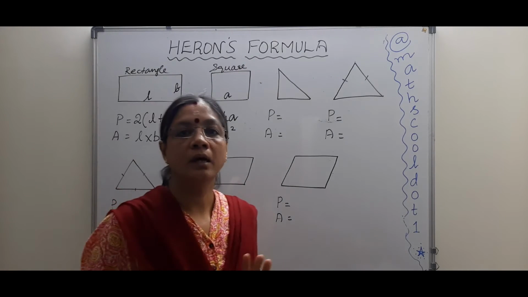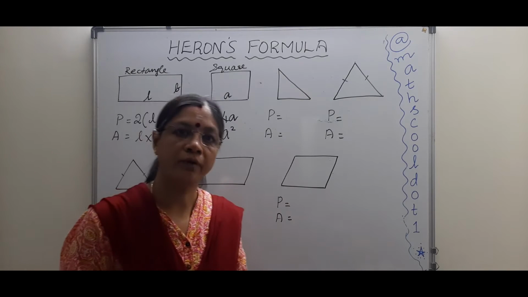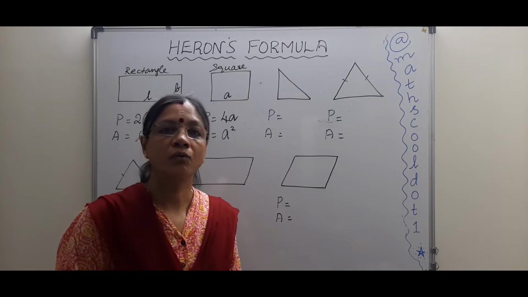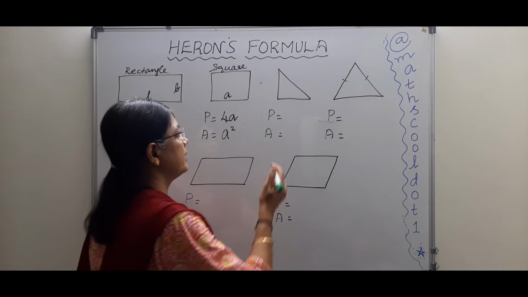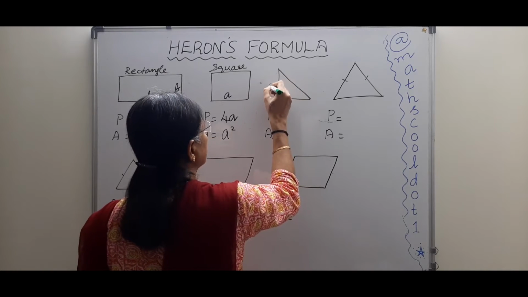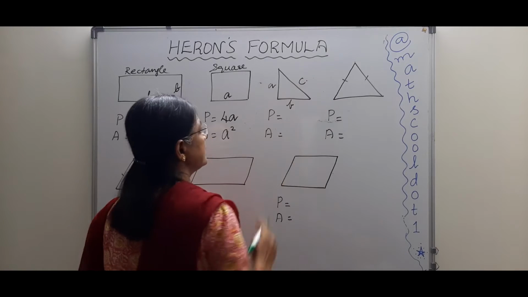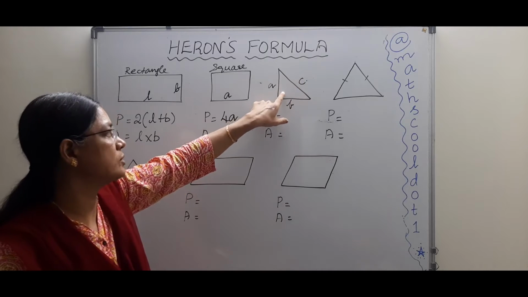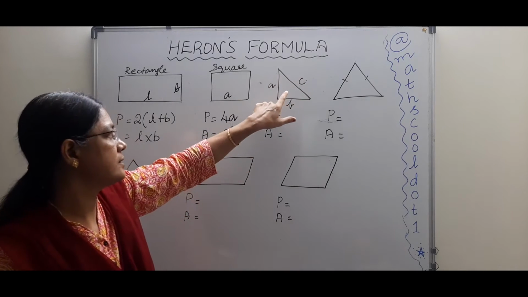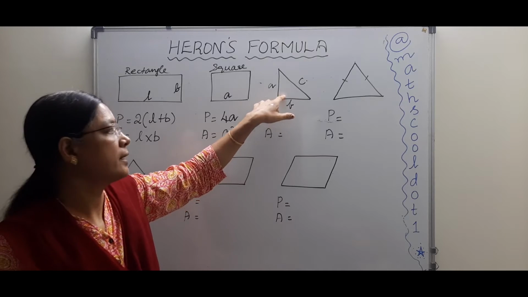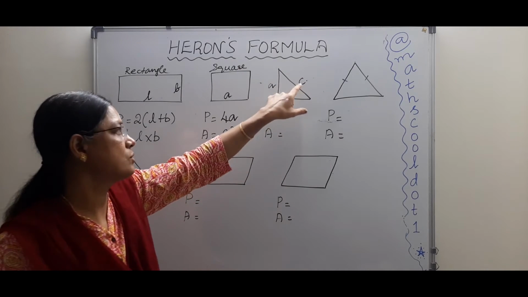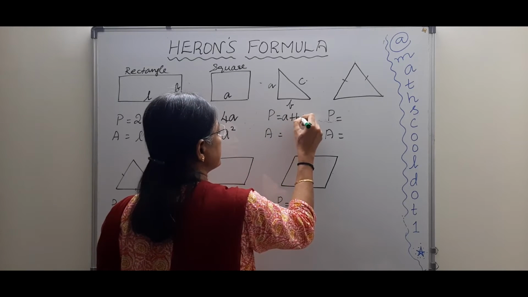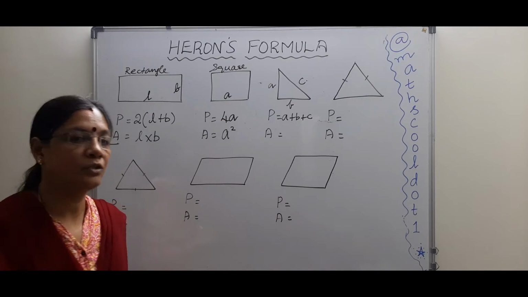What do we know about the perimeter? The perimeter of any shape can be obtained by just adding all the sides together, isn't it? Now for the right angle triangle, if you have this as A, this as B and this as C, C is the longest side, because it is opposite to 90 degrees. 90 degrees is the largest angle of a right angle triangle and opposite to that is the longest side. So C is the hypotenuse and the perimeter is adding all three sides. So A plus B plus C gives you the perimeter of the right angle triangle.